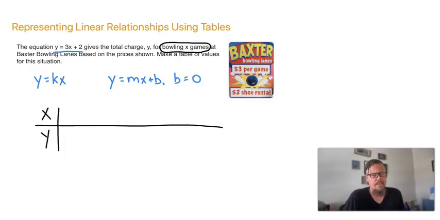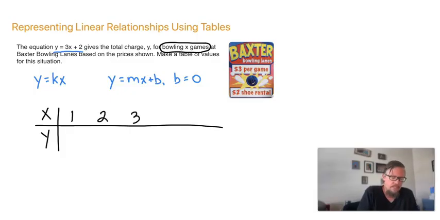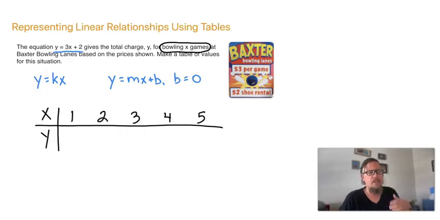We're also not going to put in 0. Although it would be useful if we were going to graph this to have the point x equals 0, it doesn't make sense to bowl 0 games because that would mean we show up to the bowling alley, rent the shoes, and then just sit around in bowling shoes. That does not make sense either. We're going to bowl at least one game, so it might make sense to have the x value of 1 there. And then we'll just do 2, 3, 4, and 5. This represents bowling 1 game, 2 games, 3 games, etc.